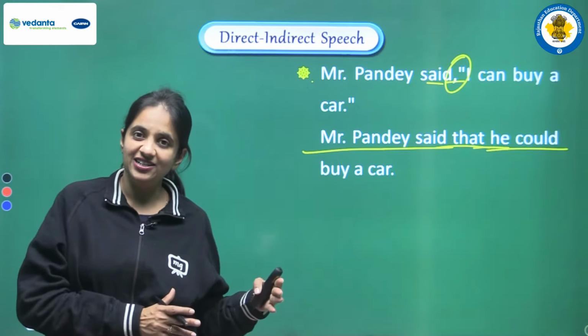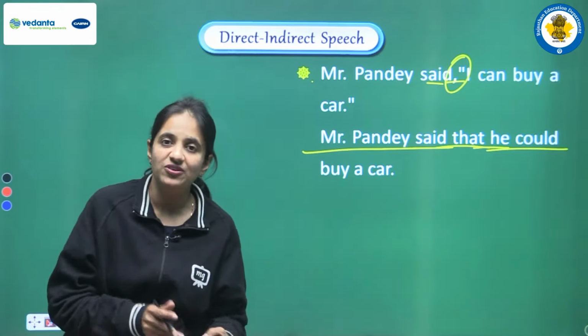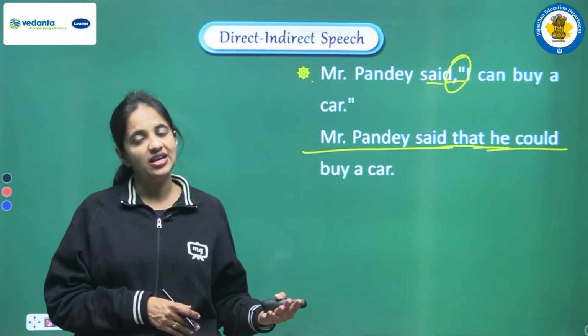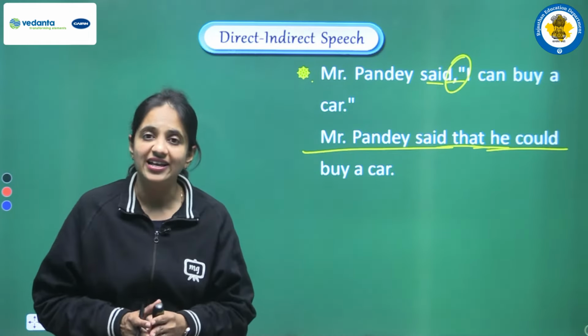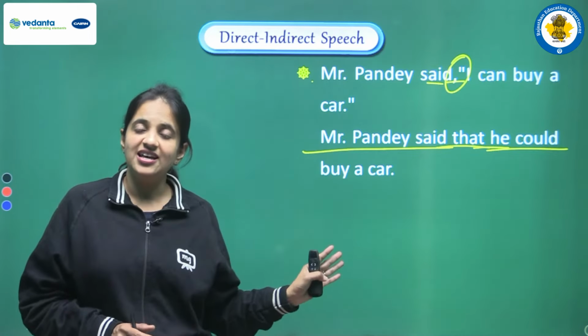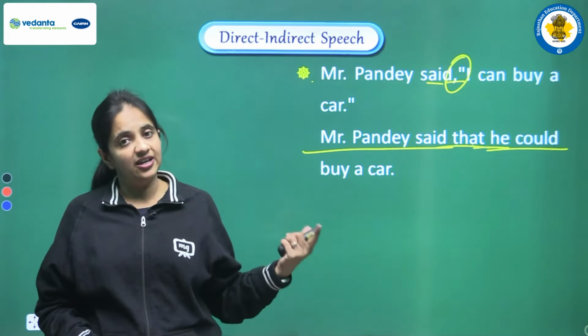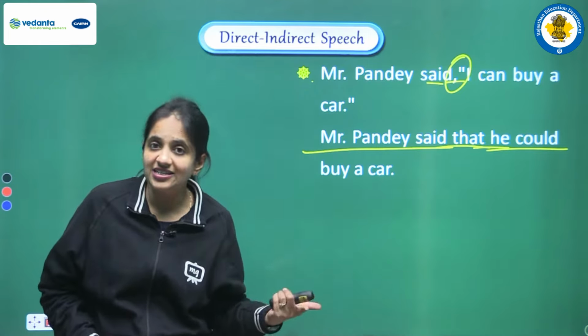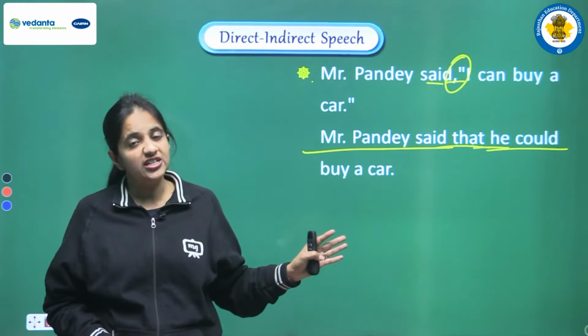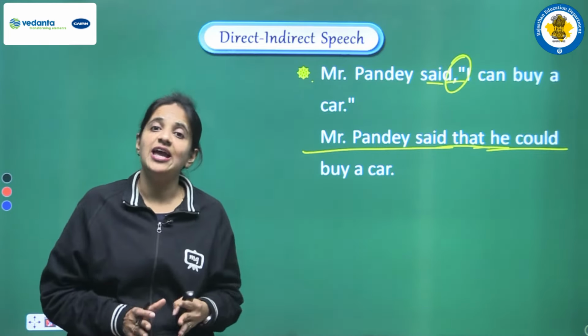Clear? The second change we have to do is to add one conjunction, and in all the assertive sentences we just use that as the conjunction. Next changes are related with the reported speech. There we have to do the changes in the tense and changes in the pronoun. So those changes are the same in all the different types of sentence.